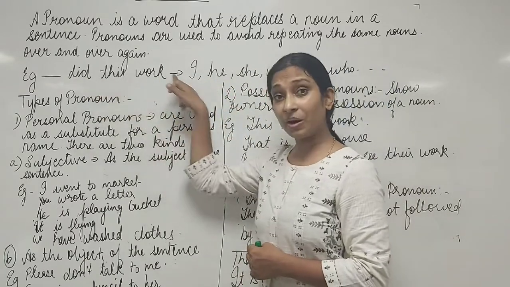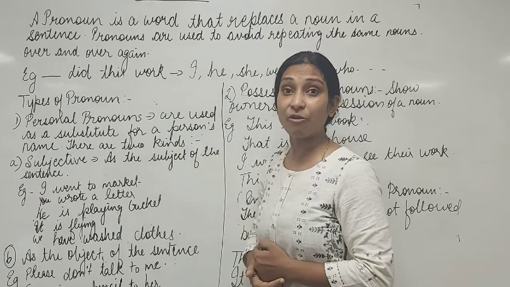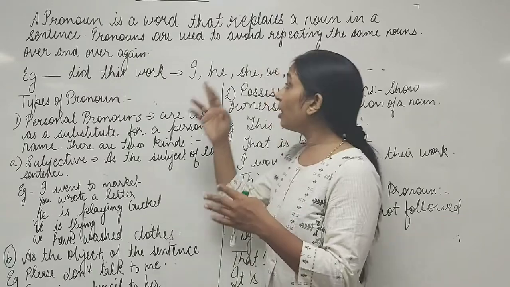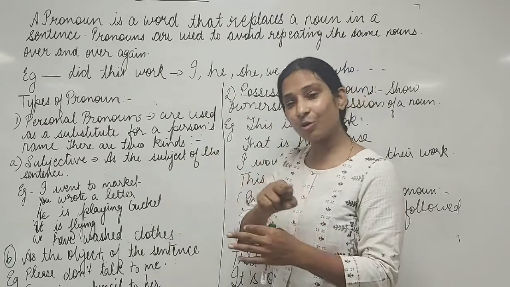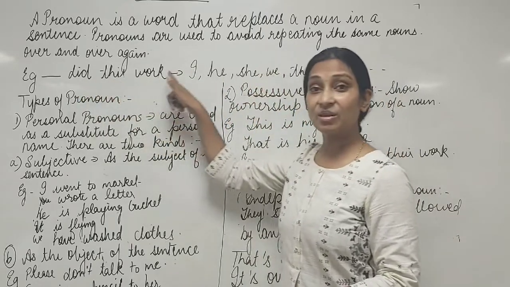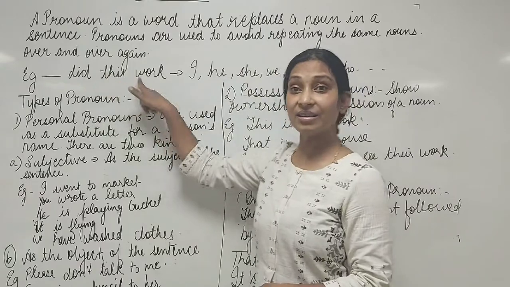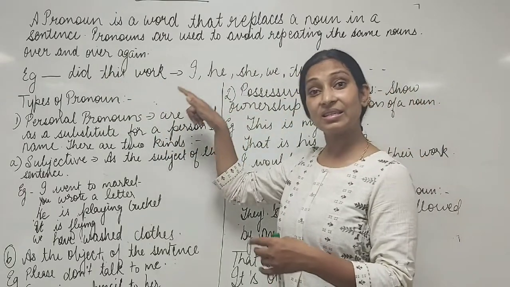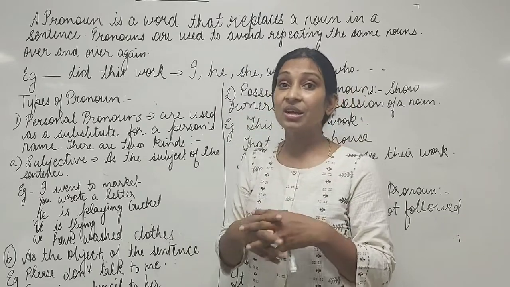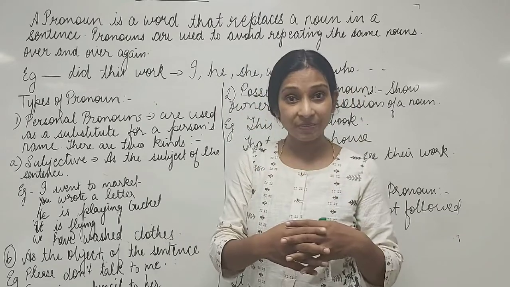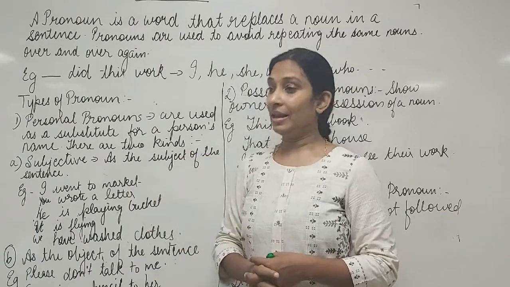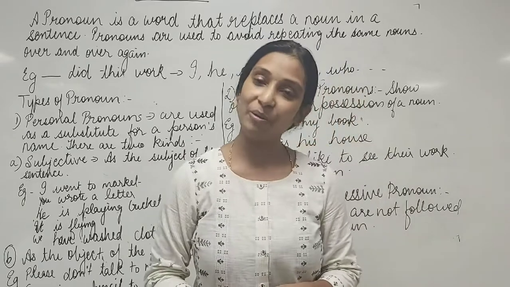He did this work. I could place a name of a boy. Ram did this work. But I have used a pronoun instead of a noun. So he did this work. She did this work. We did this work. They did this work. So here, what have we done, children? We have just replaced nouns, okay, and we have used pronouns. Clear, children?